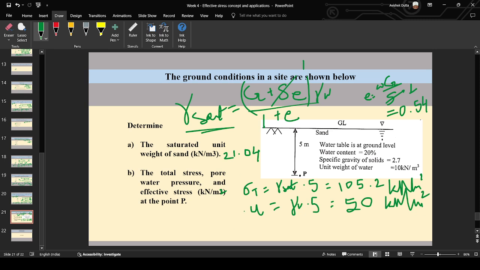The last one is the effective pressure. Sigma dash equals total pressure minus pore pressure, because there is no mention of capillary action. So 105.2 minus 50 equals 55.2 kilonewton per meter square.